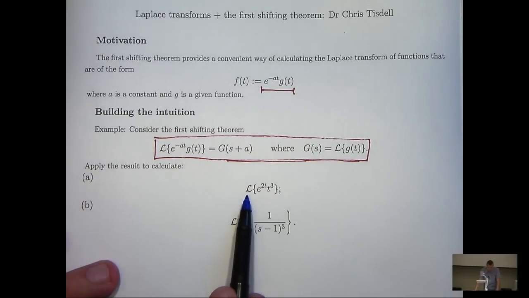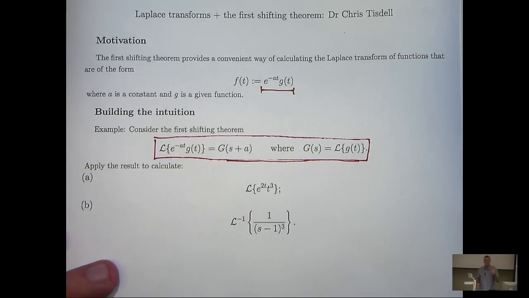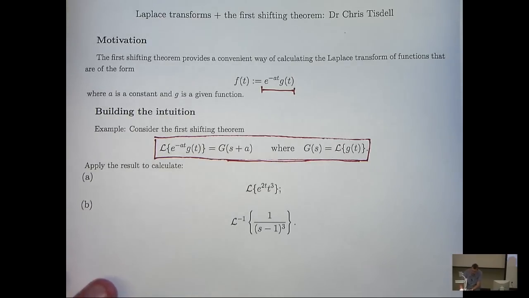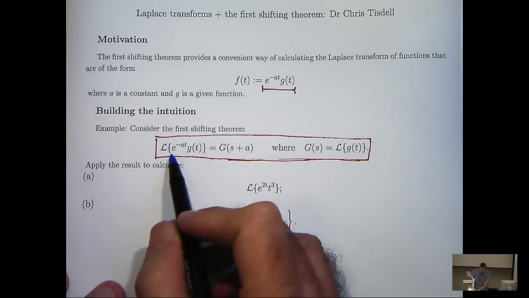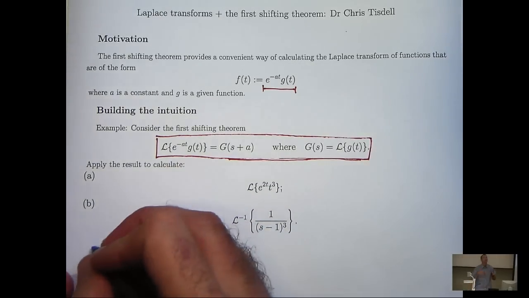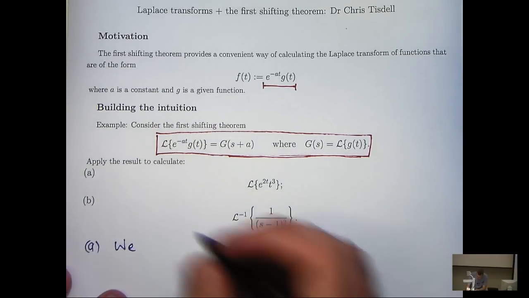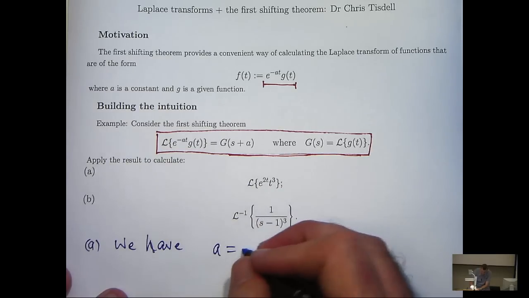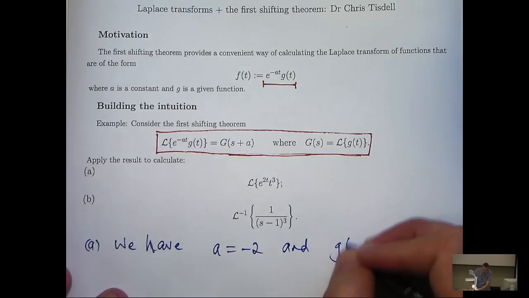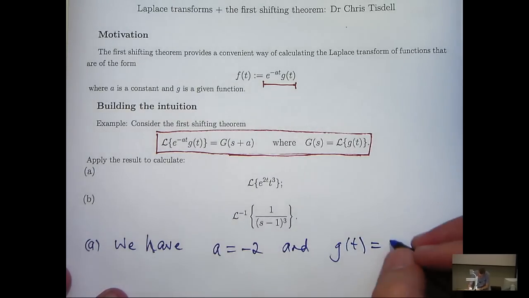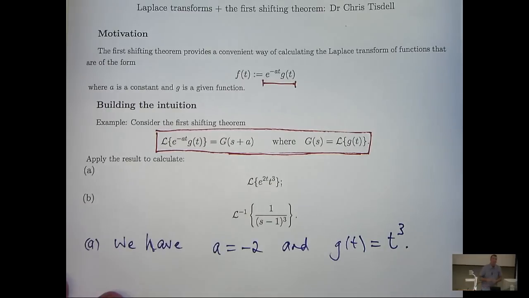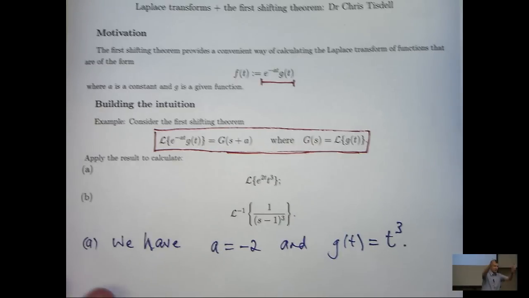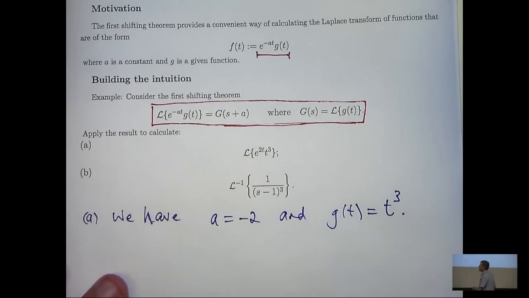Here we're asked to calculate the Laplace transform of e to the 2t times t cubed, and to do it using the first shifting theorem. The first thing we're going to do is compare this with this, and identify a and little g. So a will be minus 2 here, and little g of t will be t cubed. So we're going to calculate this first by calculating the Laplace transform of t cubed, and then we'll shift that to get our final answer by applying the first shifting theorem.